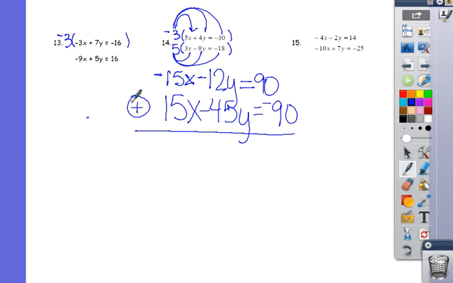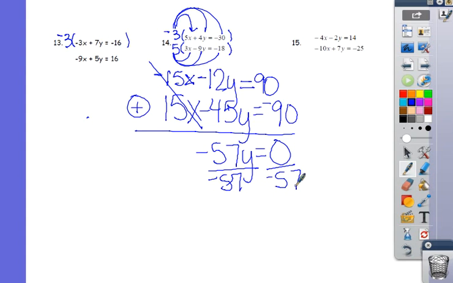All right. So our x's are going to eliminate. Negative 12 and negative 45 is a negative 57y equals 90 plus negative 90, which is 0. Go ahead and put 0. Now let's keep solving. I know it looks weird because there's a 0 over there. But we still know how to get rid of that negative 57 by dividing by negative 57. And so y equals what? 0. Y equals 0.